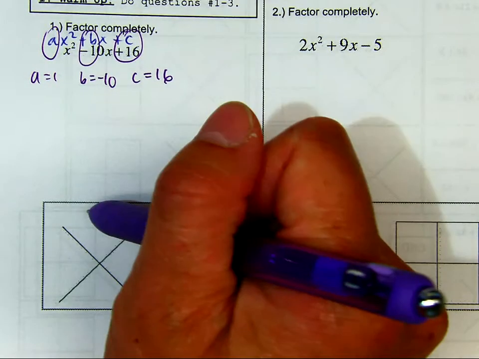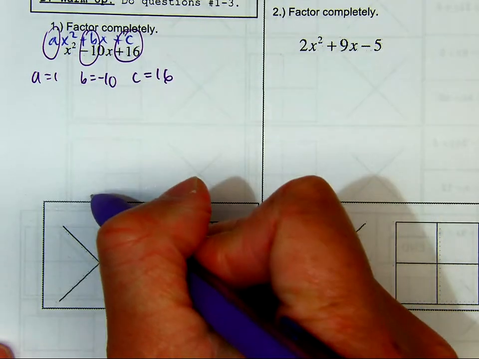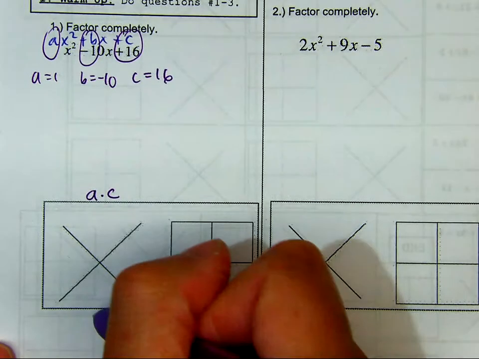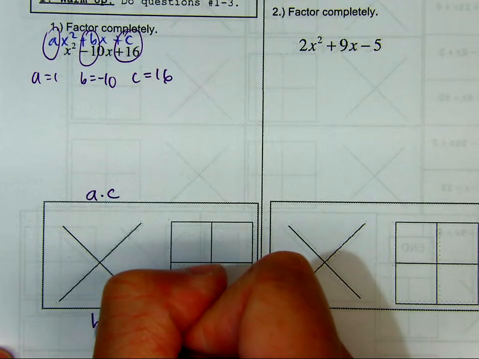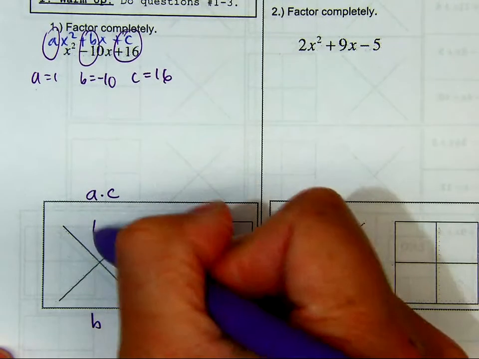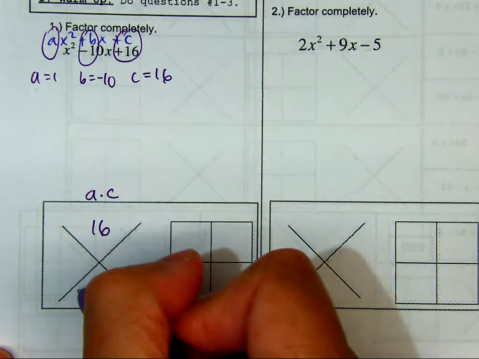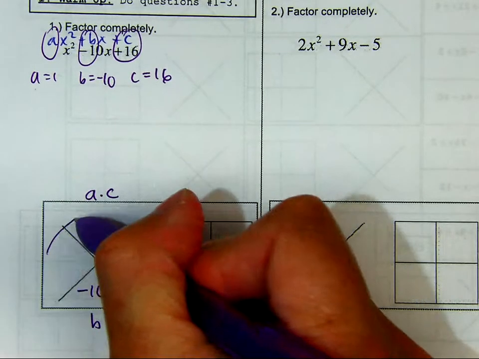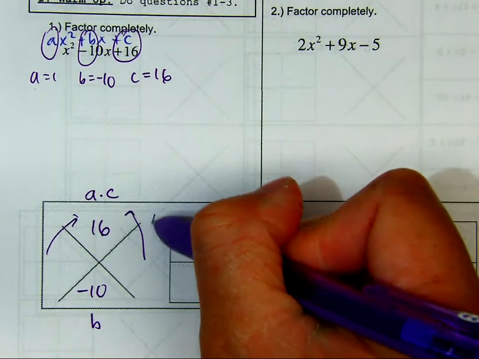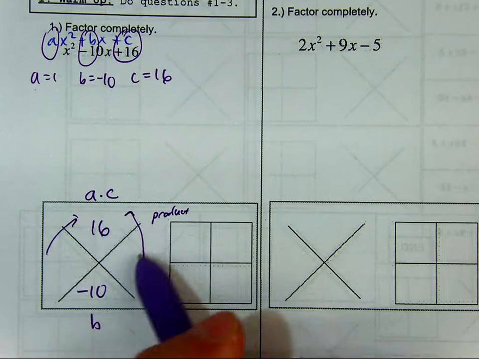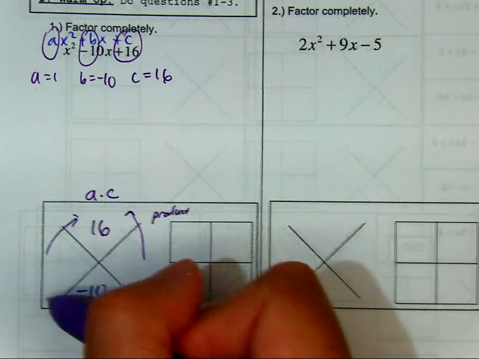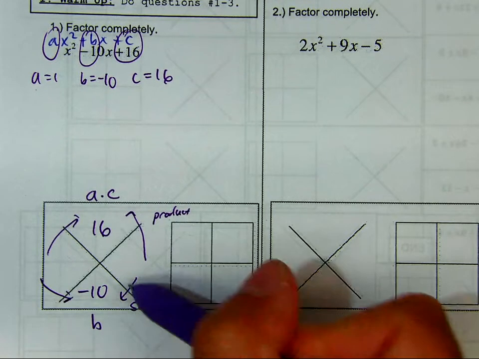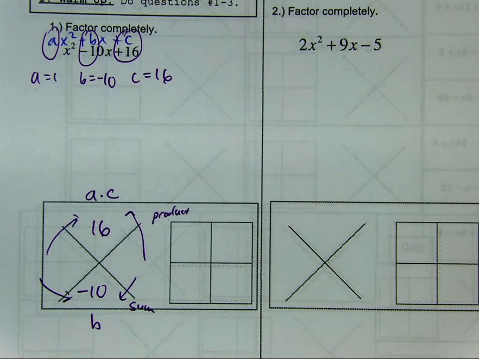On top of my X goes what letters? A times C. On the bottom, which letter? B. So A times C is 16. My B value is negative 10. I need to think of two numbers whose product, which means to multiply, equals 16. But the same two numbers, their sum, or when you add them together, equals negative 10. Class, what are those two numbers?